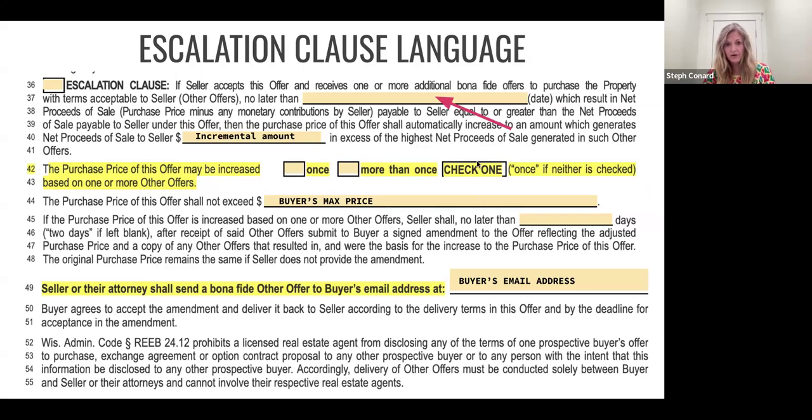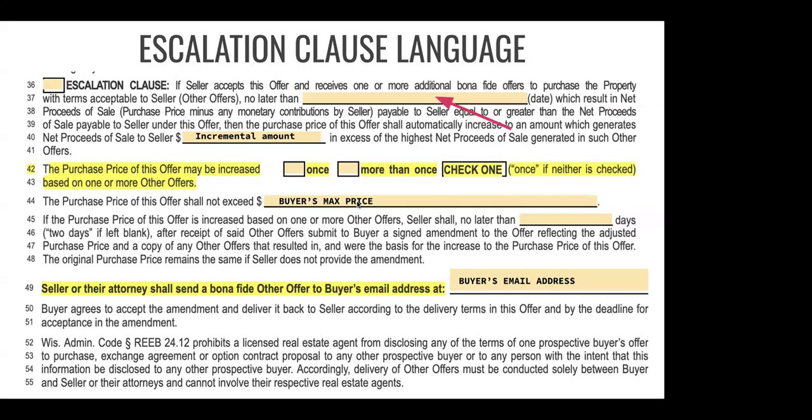If nothing is checked, then it's going to default to once if neither is checked. Hold on, maybe increased. Oh, okay. It defaults to once if neither is checked. So again, from the buyer's perspective, you're going to want to put more than once. You'll have the conversation with them. But if they're dedicated to paying up to this max price and they had an opportunity to use their incremental amount and bump it more than once, they're likely going to want that opportunity.